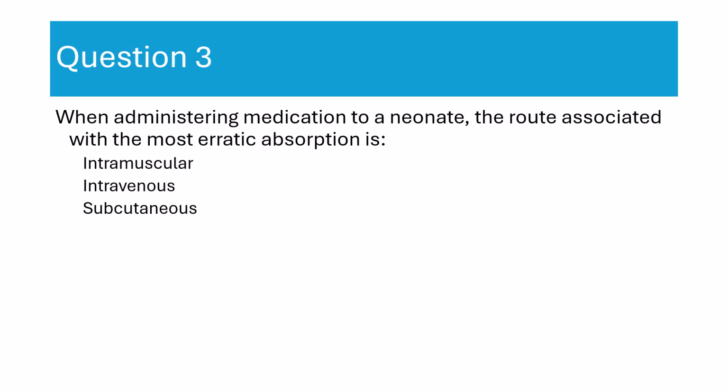Intramuscular is correct because neonates have poor muscle perfusion, limited muscle mass, and variable blood flow to muscles, making absorption highly unpredictable and erratic. Intravenous is incorrect because it provides 100% bioavailability with no absorption variability, since the medication enters circulation directly. Subcutaneous is incorrect because while subcutaneous absorption can be variable in neonates, it is generally more predictable than intramuscular administration.